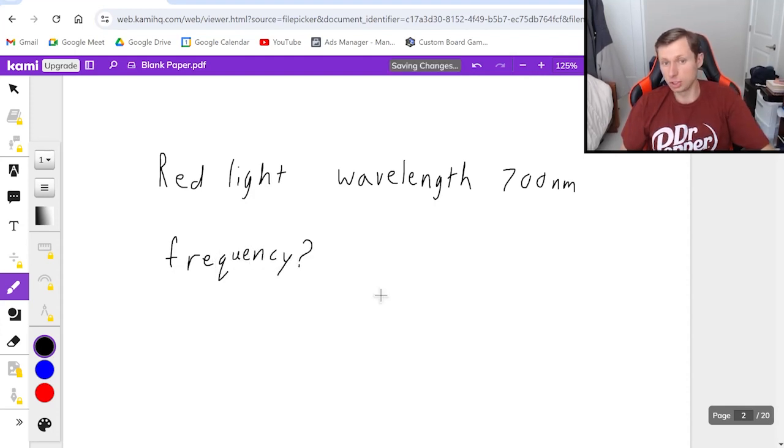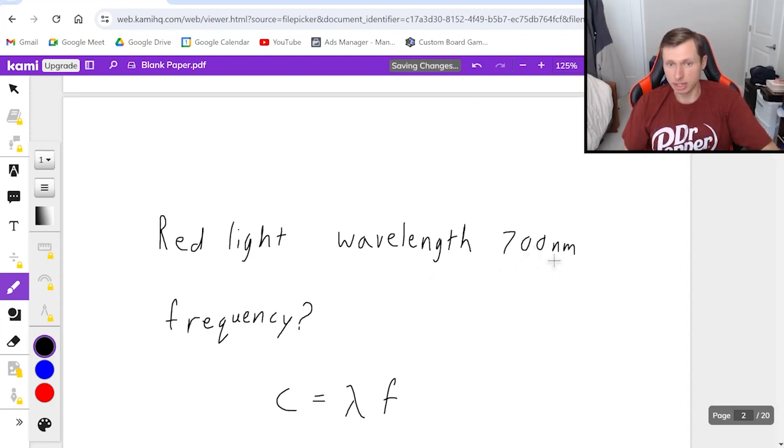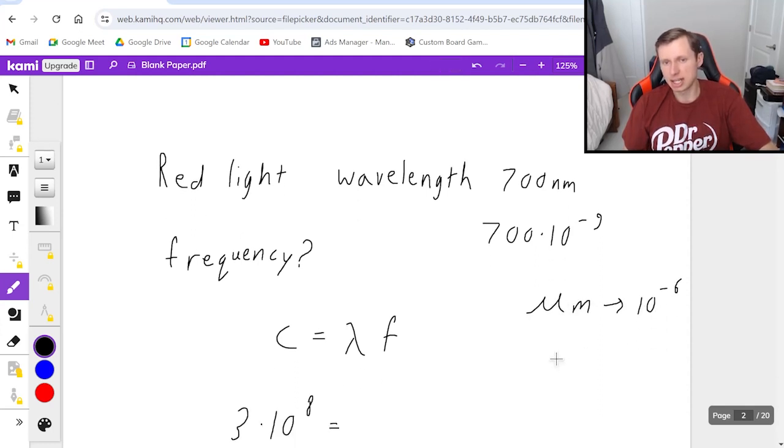So all I'm going to do is use the equation I just said, C equals lambda times F. So C is the speed of light, 3 times 10 to the 8th, equals lambda, which is the wavelength, 700 nanometers. Remember that nanometers is really 700 times 10 to the minus 9th when it comes to meters, and I do want units of meters. So as a reminder, nano is 10 to the minus 9th, if you have micrometers, that's 10 to the minus 6th. And if you have millimeters, then you have 10 to the minus 3. And that's very handy to know.